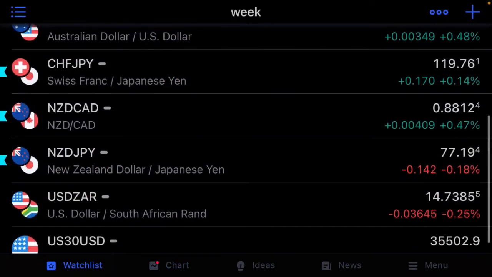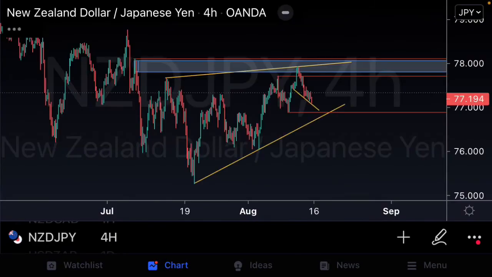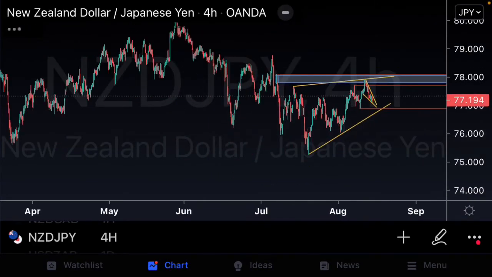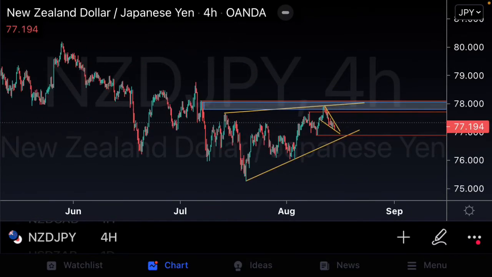So let's go on to the last pair that we are going to have a look at today, guys, and that is our New Zealand dollar JPY. So on New Zealand dollar JPY, we're on the 4 hour. What we can see, guys, is a market that has been trending to the downside.